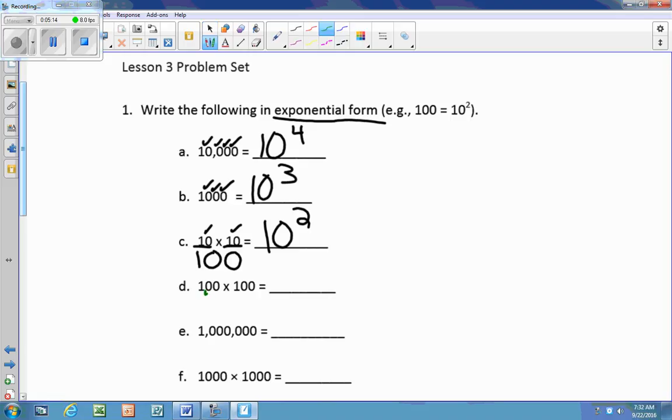So right here we see 1, 2, 3, 4 zeros, 10 to the fourth power. We have 1, 2, 3, 4, 5, 6, 10 to the sixth power. And down here, 1, 2, 3, 4, 5, 6, 10 to the sixth power again.